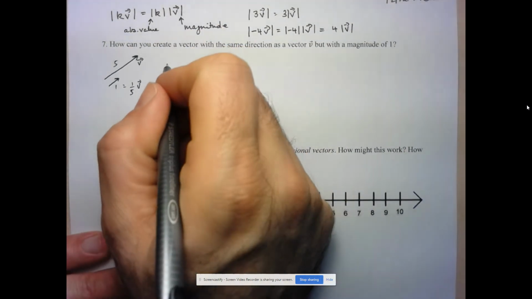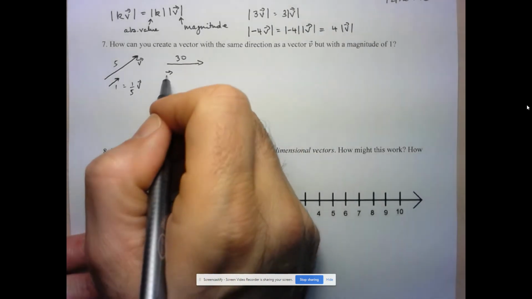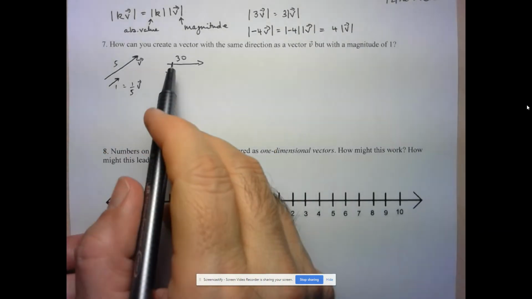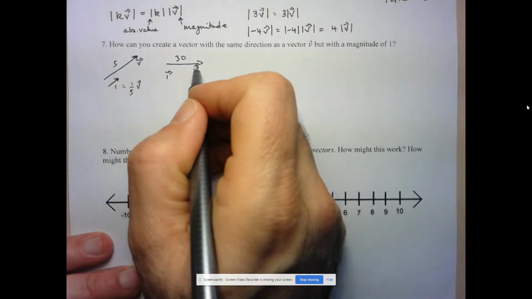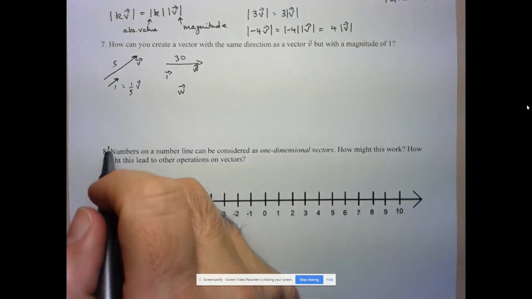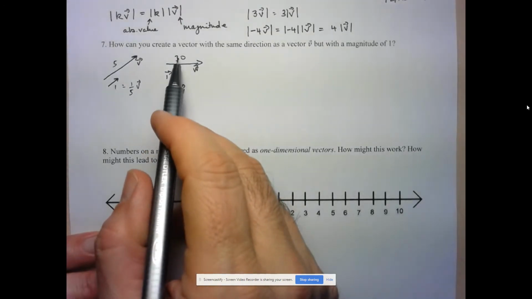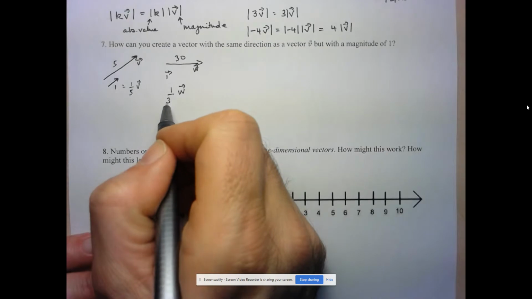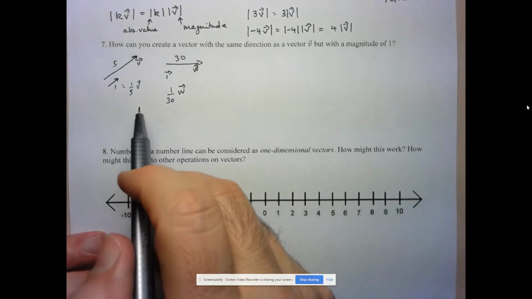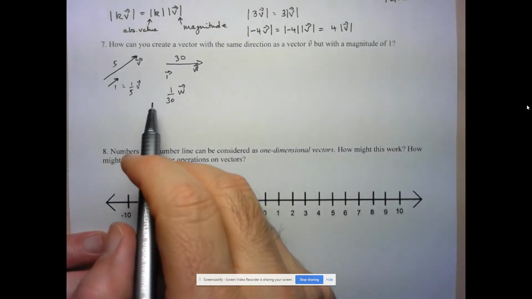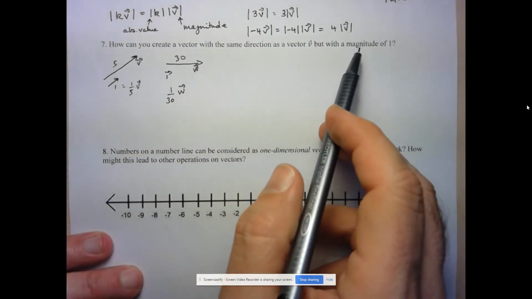Pick any other vector. Say this has a magnitude of 30, and I want a vector of length exactly 1 in the same direction as the original vector. Well, what am I going to have to do? I'm going to take the original vector, say this is w, and I need to create a vector that has length 1. So I'm going to take the magnitude and multiply by 1 over that magnitude, or divide by the magnitude of the original vector. This now gives us a way to determine a vector that's in the same direction but with magnitude of 1.